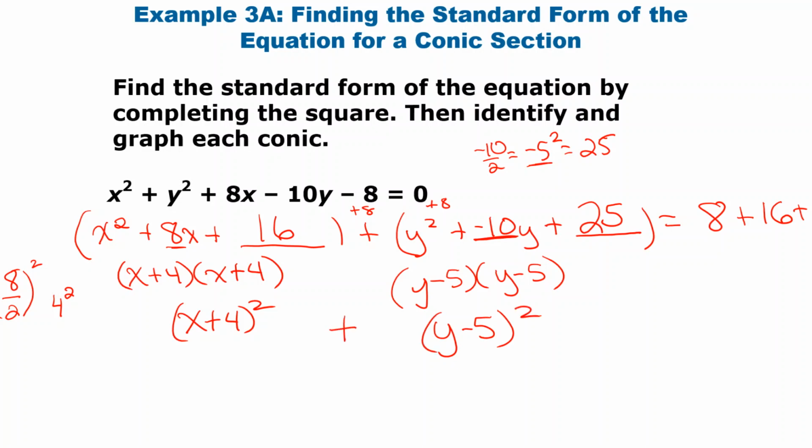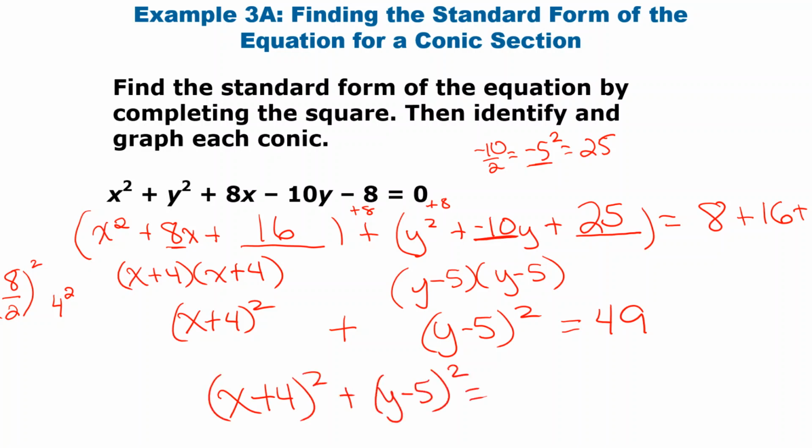So now our equation is starting to look like something that we can actually identify. So next, 24 plus 25 is 49. All right, so here we're ready so far. We have x plus 4 squared plus y minus 5 squared equals 49. So let's move on to the next slide.